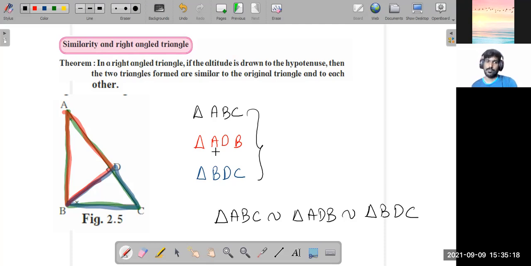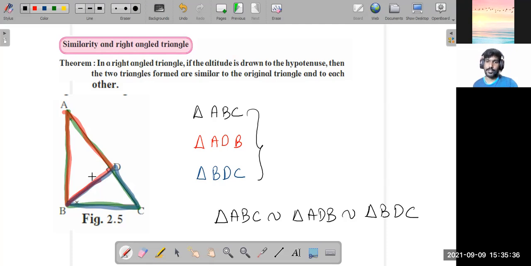But how will they be similar? One will be of 45, right? No. This will be of 45 and this will be of 45. How is it equal? Oh, okay, here it is equal. 90 degrees forming there. It's not equal, similar.